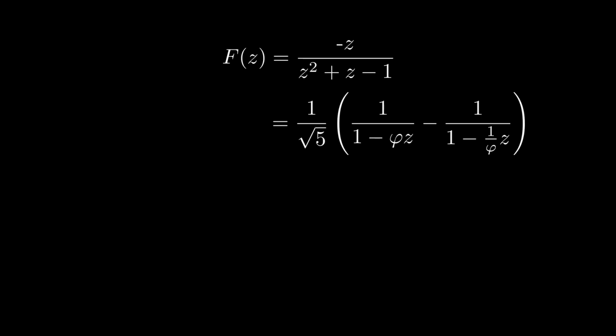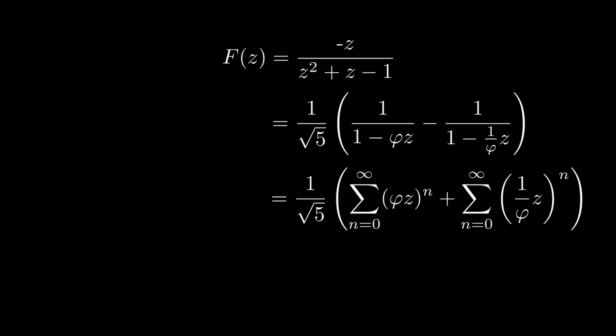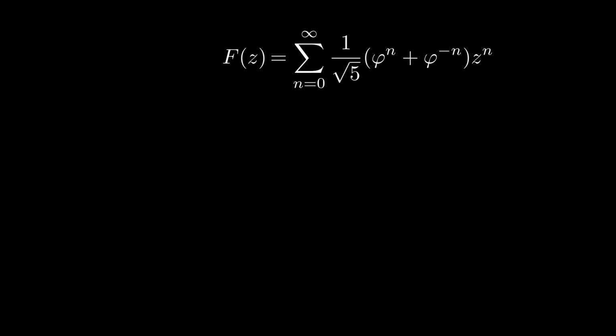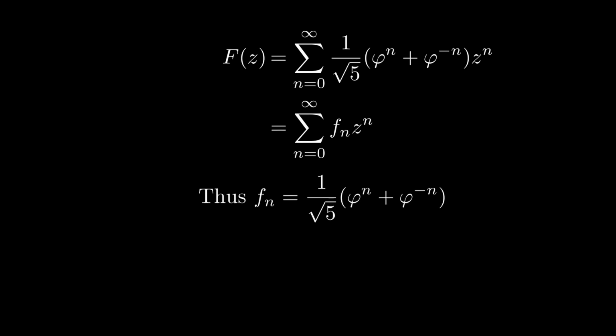Observe that each of these fractions is in fact the sum of a geometric series. A little more algebra, and we have found that the coefficients of this power series are 1 over the square root of 5 times the quantity phi to the n plus phi to the negative n. But remember, the coefficient of z to the n is f sub n, the nth Fibonacci number. Then f sub n is equal to 1 over the square root of 5 times the quantity phi to the n plus phi to the negative n. So, using nothing but tools a Calculus 2 student should be familiar with, we have managed to find a formula for the nth Fibonacci number.